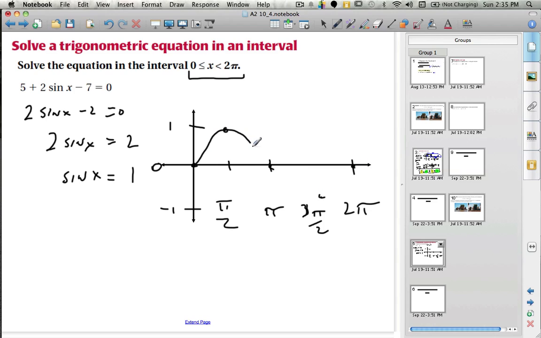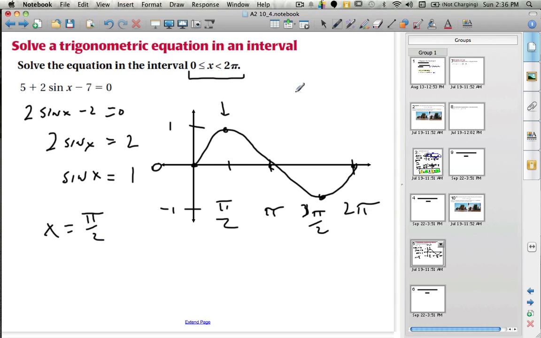And this is a little different. You notice that 1, unlike when my solutions were here and here, because my solution is an extreme, it only happens one time in this interval. And in this case, it happened where? It happened at pi over 2. Okay? So x is equal to pi over 2.